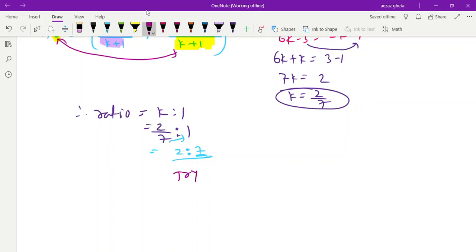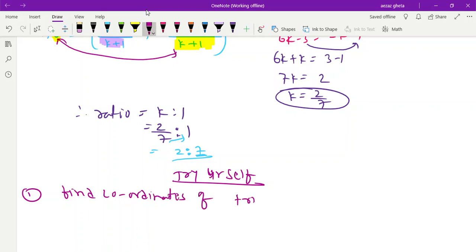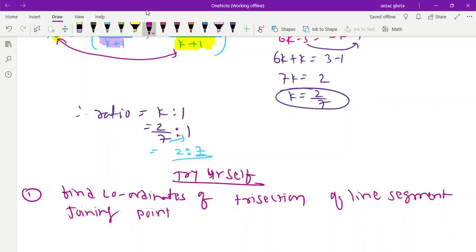Now try yourself. Let's see who will be able to do this question. Find the coordinates of trisection of the line segment joining the points (2, minus 2) and (minus 7, 4). Write your answer in the comments.